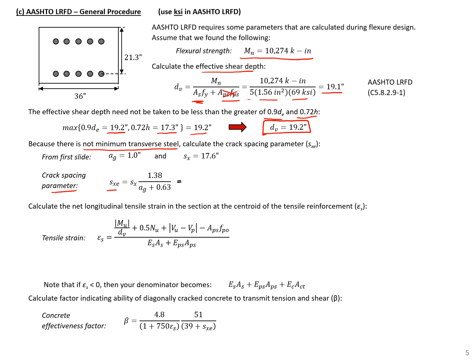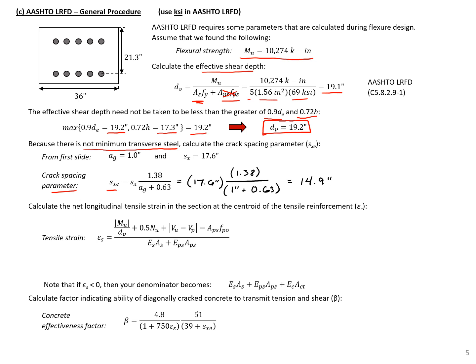here is equal to 17.6 times 1.38 divided by 1 inch plus 0.63, which will give us an S sub XE equal to 14.9 inches. The next thing that we need to do is we need to find our tensile strain.